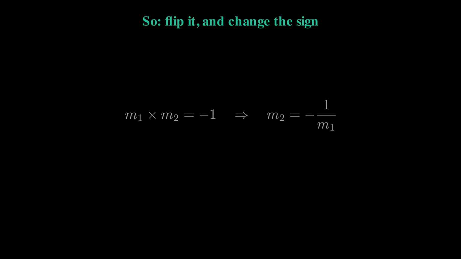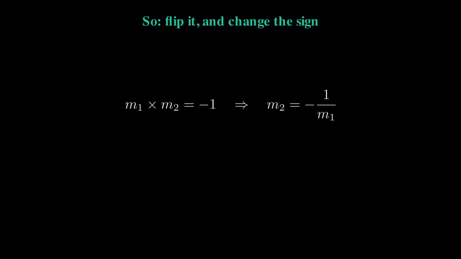In plain words, flip the fraction upside down and flip the sign. If a line has gradient 2, the perpendicular gradient is -1/2. If it's -3/4, flip and change sign to get +4/3. Flip it and change the sign. That's the whole move. Before the worked examples, three edge cases that catch people out.